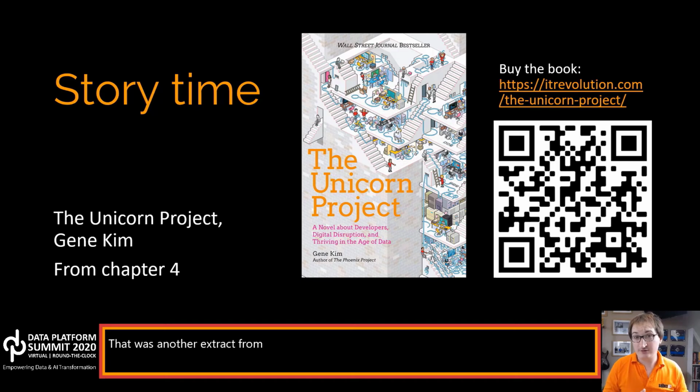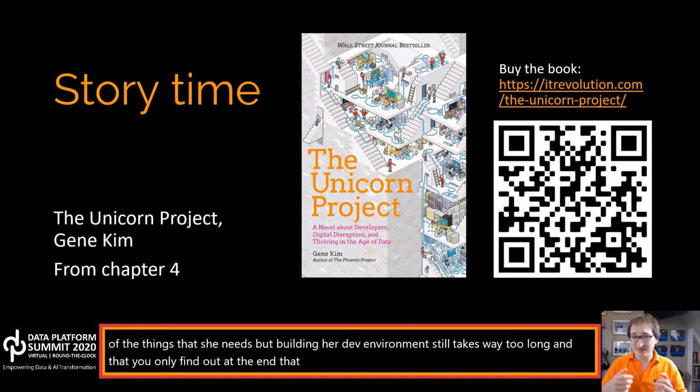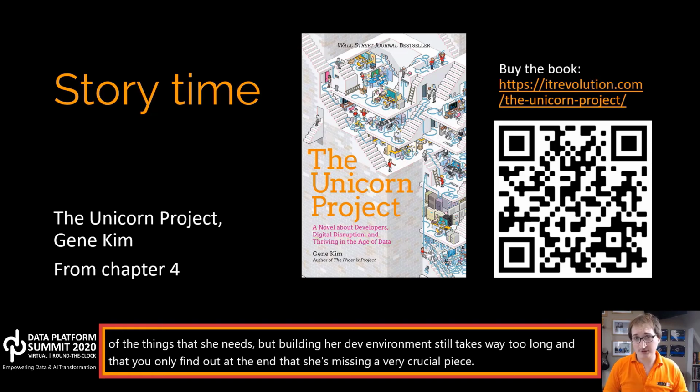The waiting place. That was another extract from the Unicorn project. Maxime has managed to gather around most of the things that she needs, but building her dev environment still takes way too long, and she only finds out at the end that she's missing a very crucial piece.